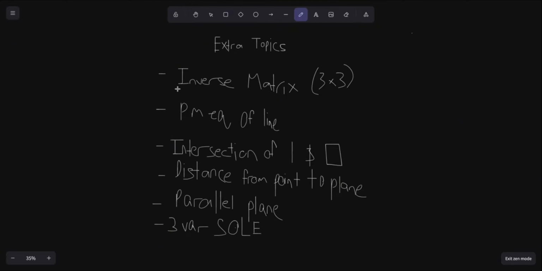So the first one we're going to be covering is the inverse of a 3 by 3 matrix, then the parametric equation of a line, which is going to be useful for finding the intersection of a line and a plane. Then we're going to find the shortest distance from a point to a plane, and the distance between two parallel planes, and then three-variable systems of linear equations.